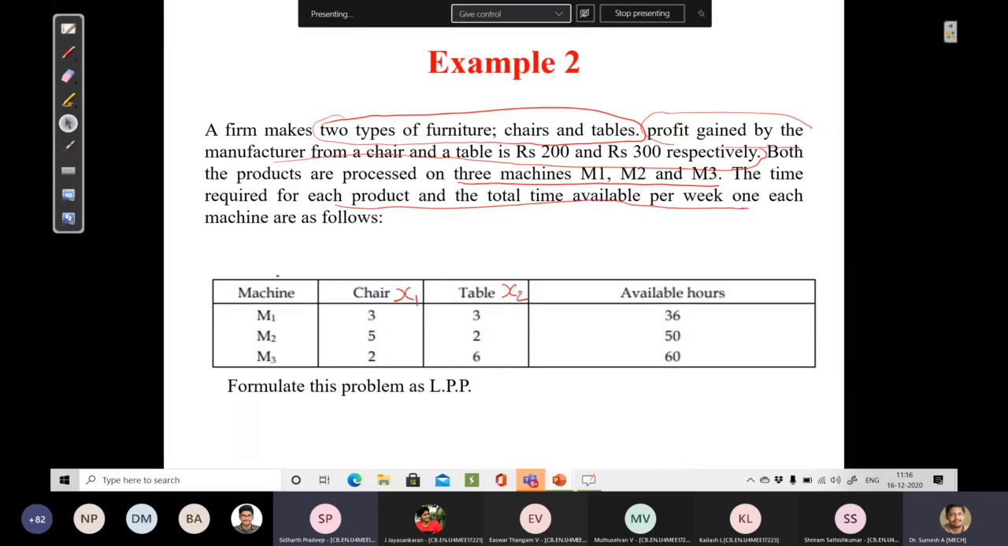Yeah. So the constraint on machine 1 is the first equation. Available hours on M1 in a week is limited to 36. It requires 3 hours of usage of M1 to make the chair, and the table requires again 3 hours on M1. So total available hours on the machine is 36. So subject to the constraint, the first one will be 3x1 plus 3x2 less than or equal to 36.